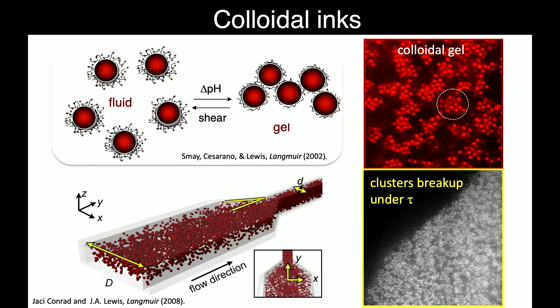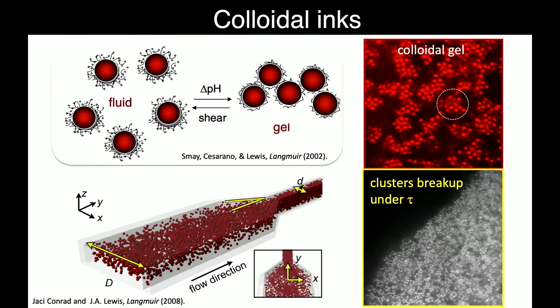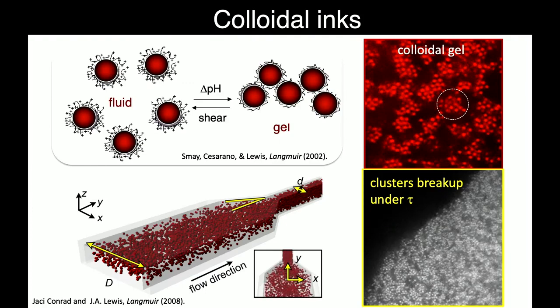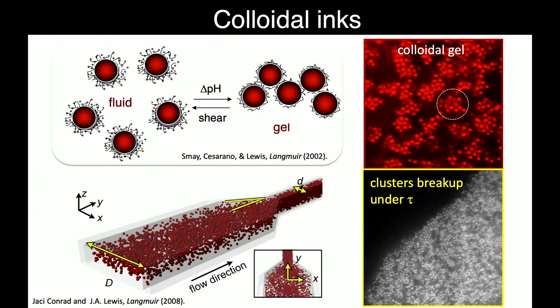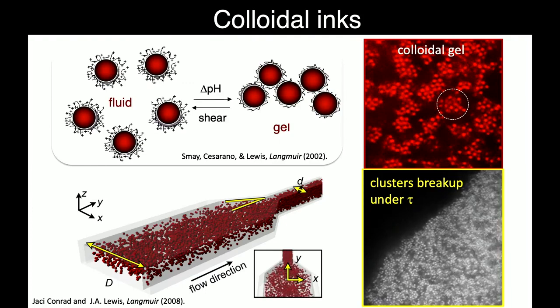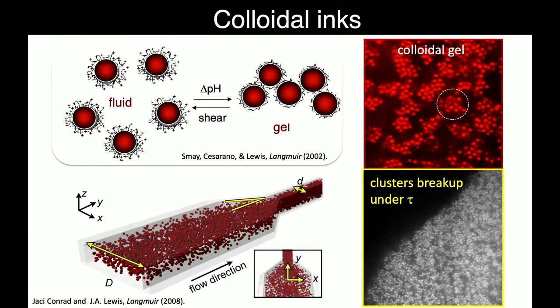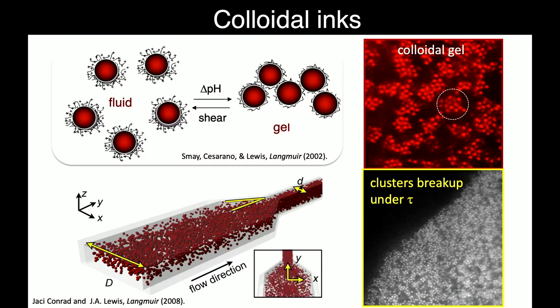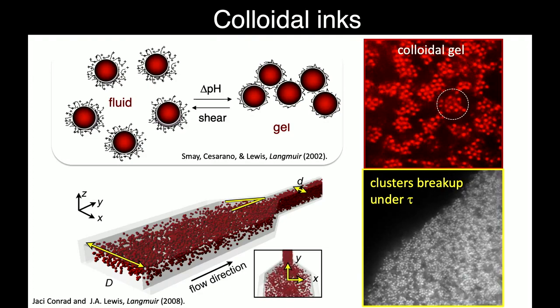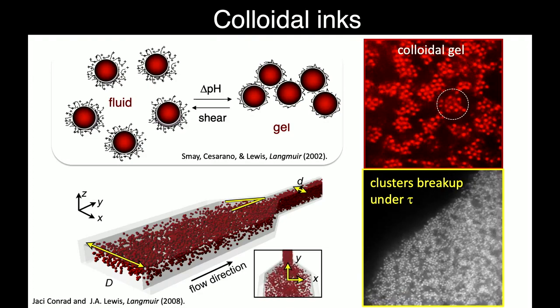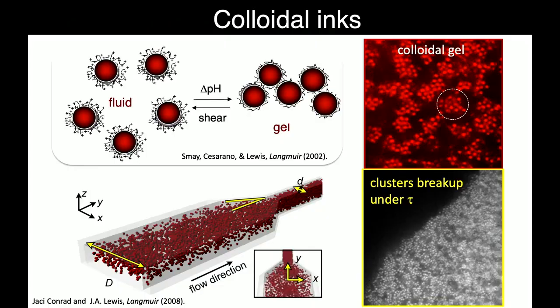And they basically undergo this little clustering phenomena. But when we flow them through the nozzle, as you can see here, just as a small wedge near the wall of the nozzle, these clusters deform and break up under shear. But as they exit the nozzle, that attractive interaction, which is on the order of thermal energy, kT, rapidly causes them to reform the particle network that's continuous and allows them to support themselves.